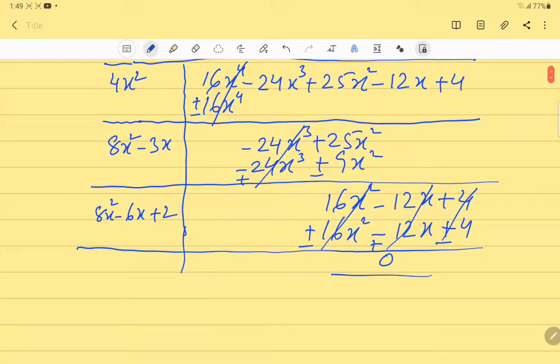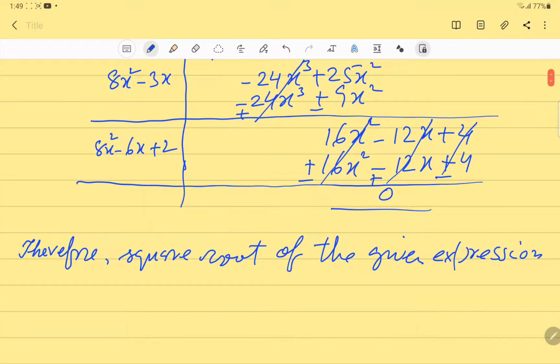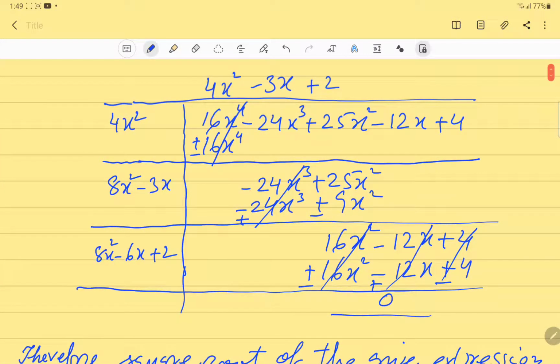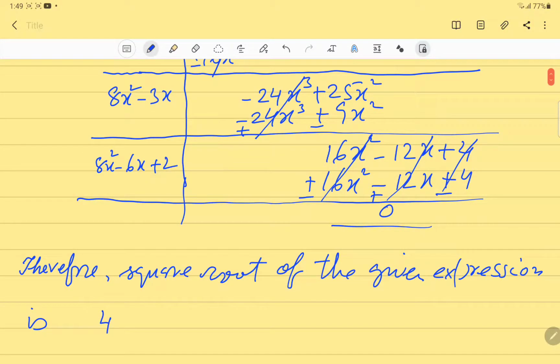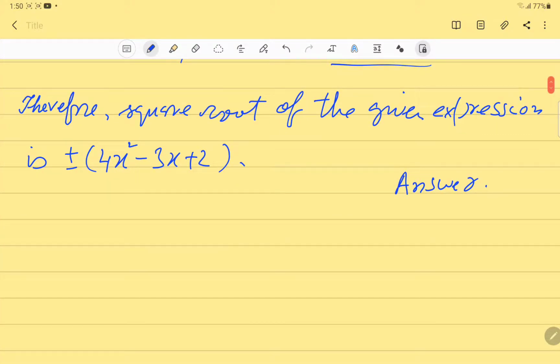We'll write it here. Therefore the square root of the given expression is, let's check what it is, 4x squared minus 3x plus 2, of course with plus minus. So this is our answer. Let's move on to our second question.